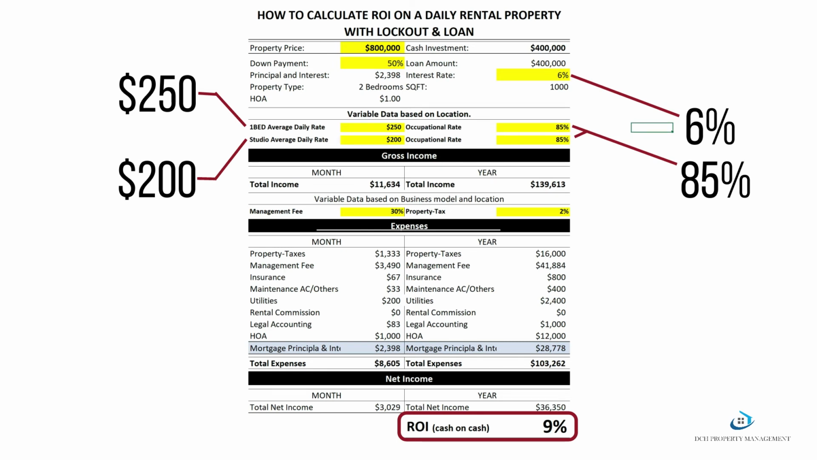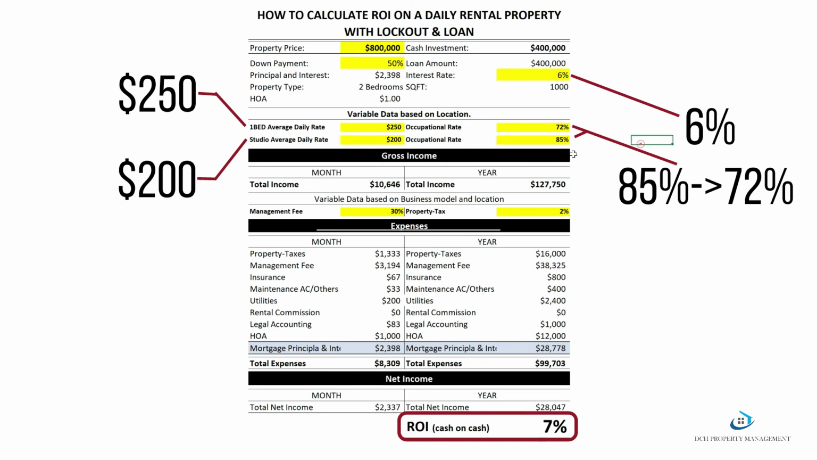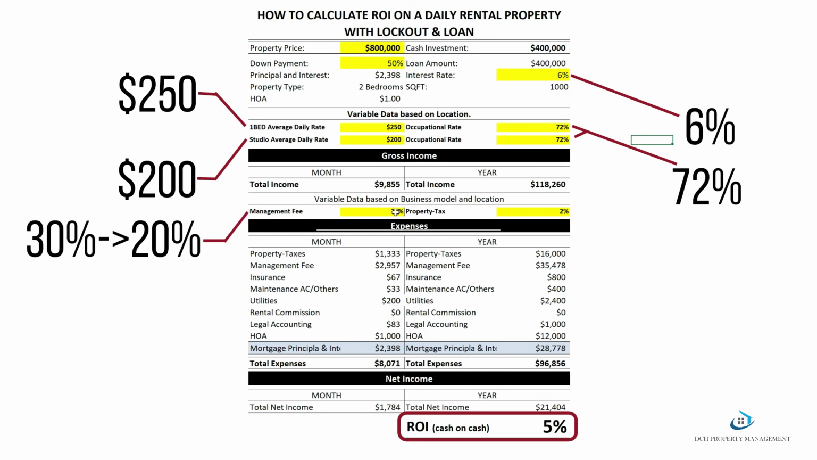Let's now change the occupancy rate to 72%. The ROI, or return on the investment on the cash invested, will then go down to 5% from 9%. Perhaps it is time for a negotiation of my management fees with channel commissions. Let's do 20% this time. Raising my ROI, rounding up, back to 8%.